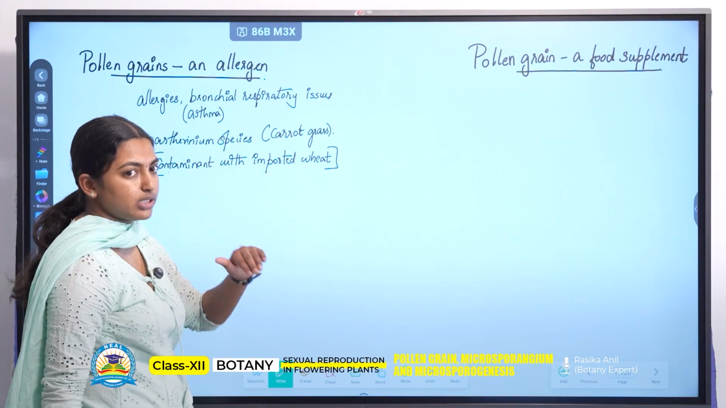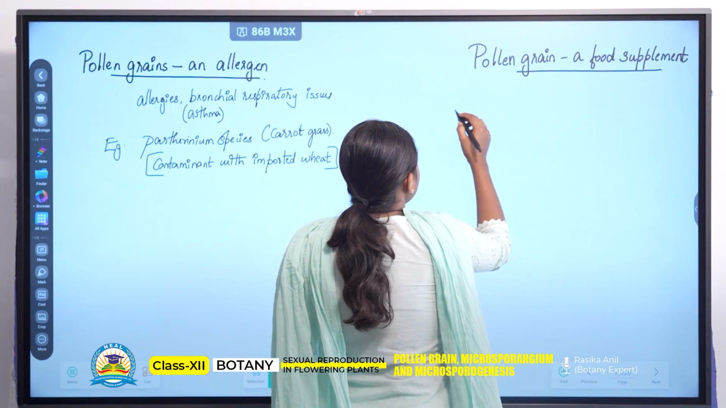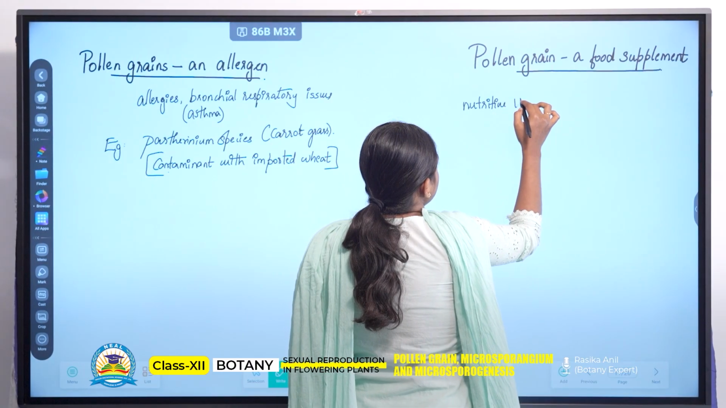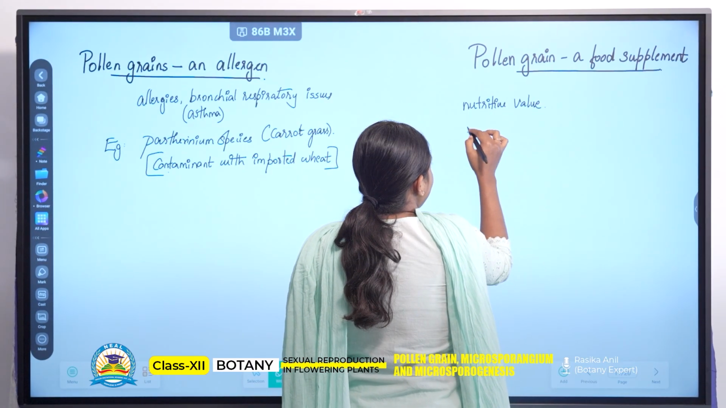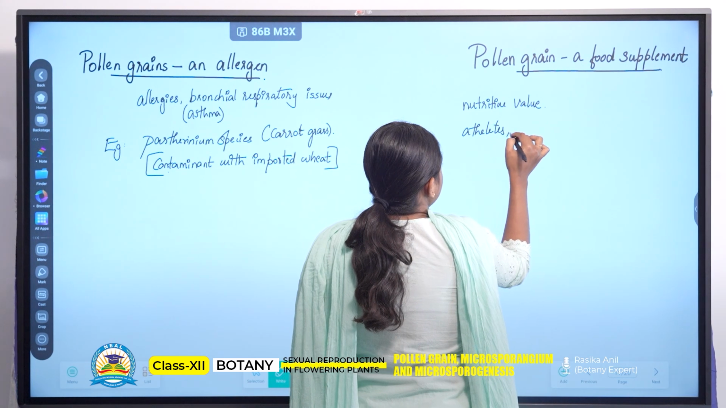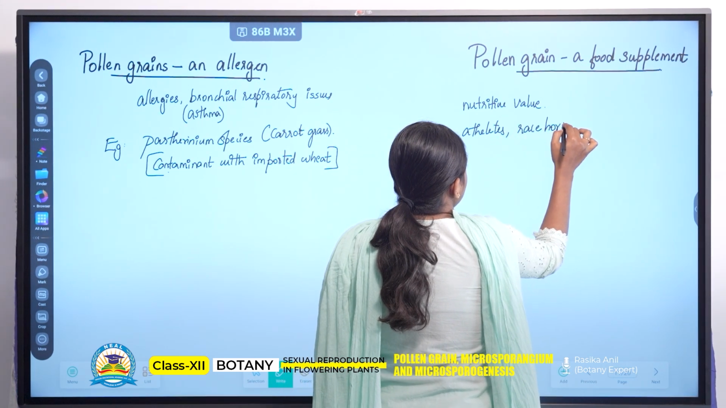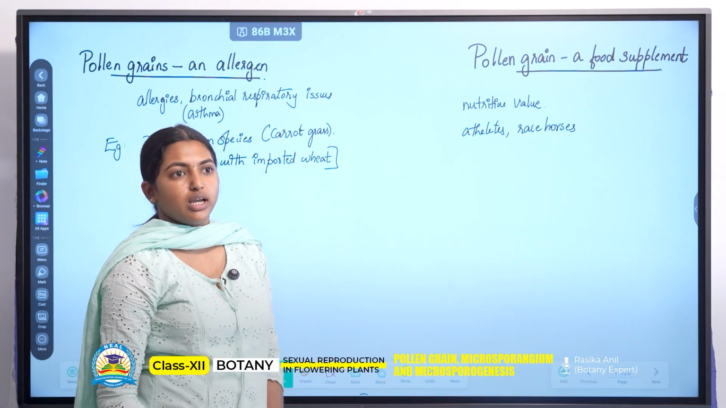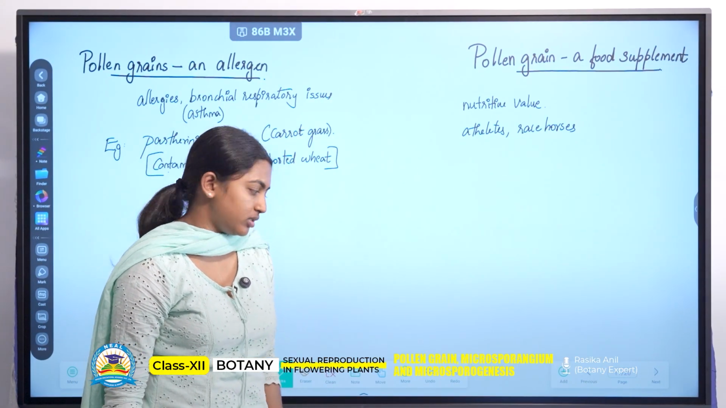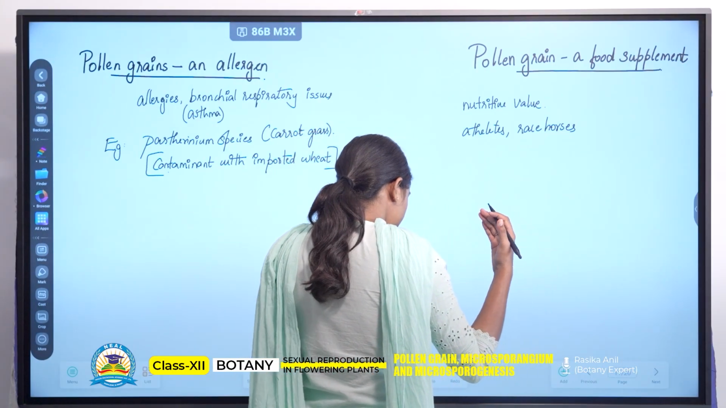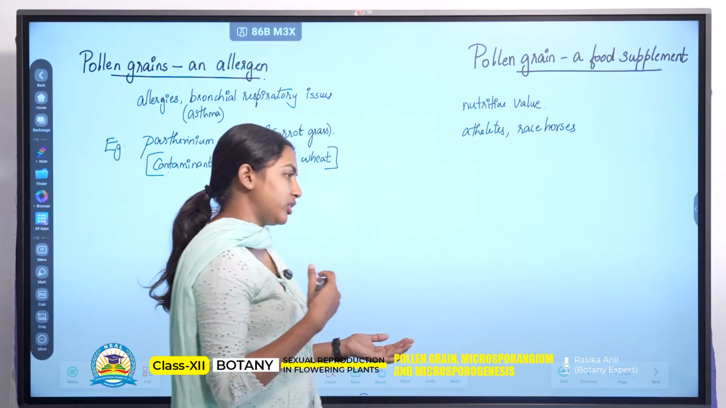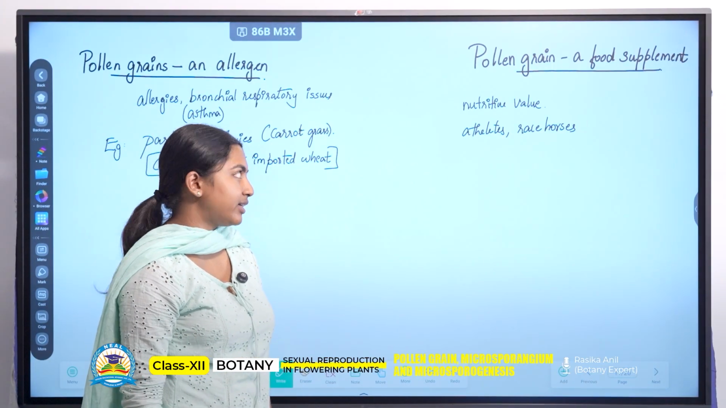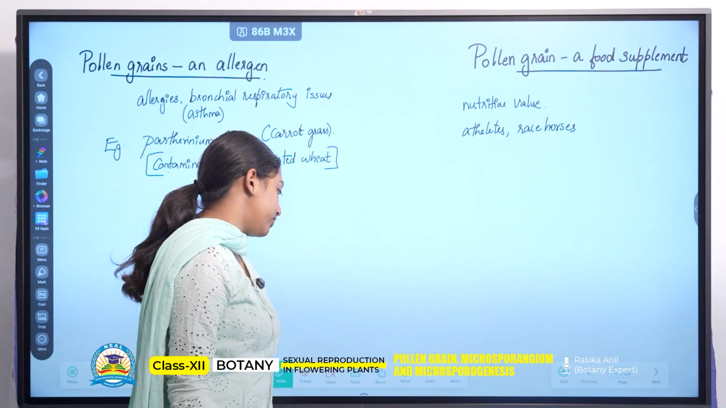Now pollen grain as a food supplement. See, pollen grains have high nutritive value, right? And it is used by athletes and race horses because it is found that it is increasing the potential of these athletes and race horses. Actually it is very rich in nutrients, that's why it is seen to increase the performance of race horses and athletes, right?